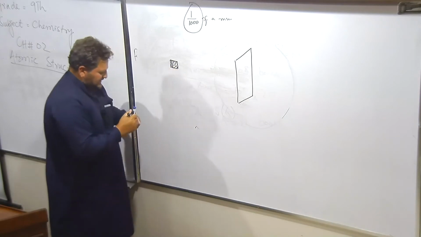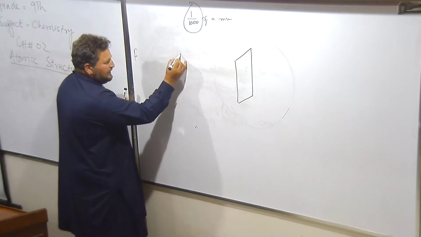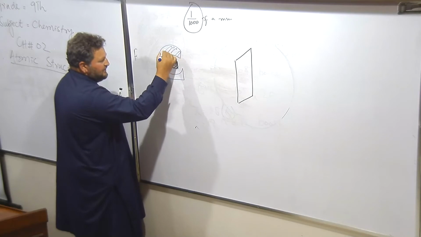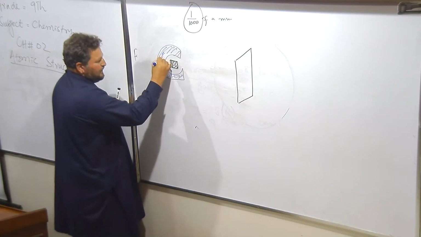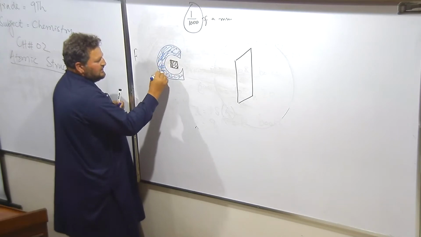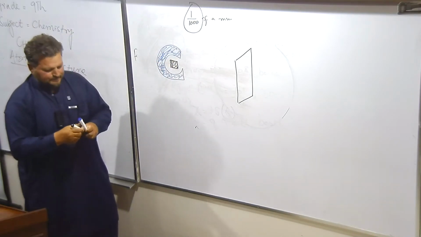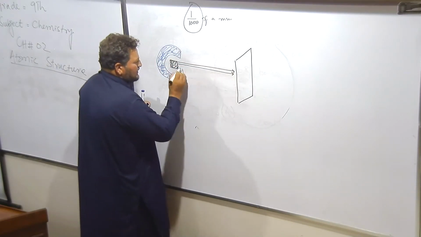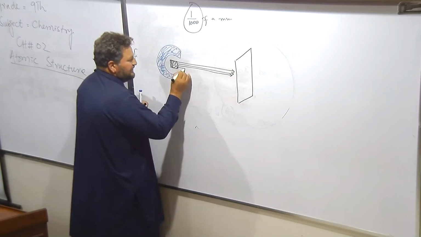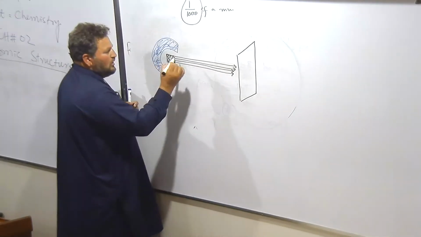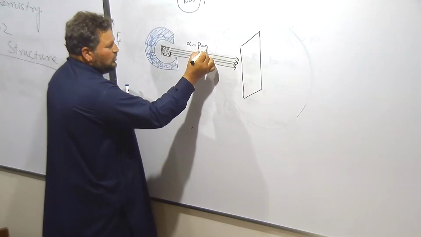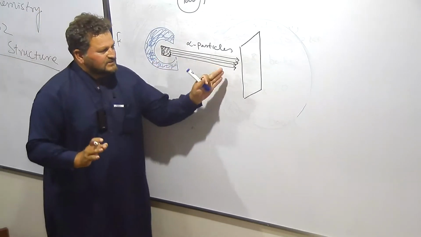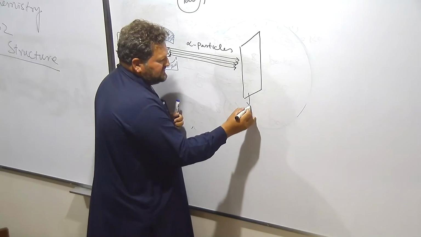This radioactive element was enclosed in a block of lead. This is lead. Lead blocks all types of radiations. This radioactive element was radium. It emits radiation like this. It has many types of radiations, alpha, beta, gamma, but Rutherford only took alpha particles. He passed these alpha particles through this thin gold foil. This is the gold foil.